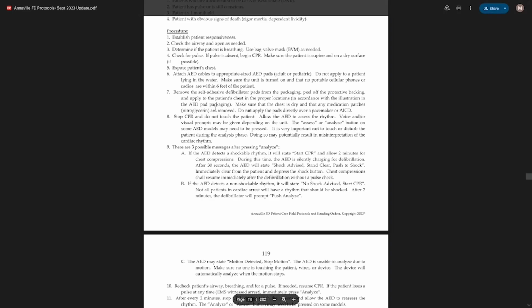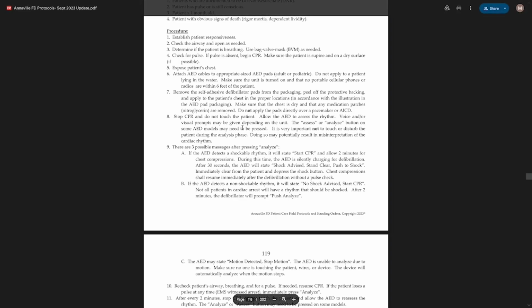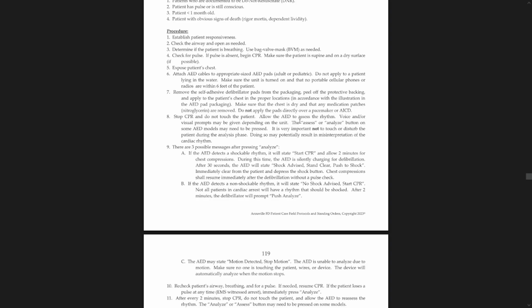Stop CPR and do not touch the patient. Allow the AED to assess the rhythm. Voice and/or visual prompts may be given depending on the unit. The Assess or Analyze button on some AED models may need to be pressed. It is very important not to touch the patient or disturb them during the analysis phase. Doing so may potentially result in misinterpretation of the cardiac rhythm.